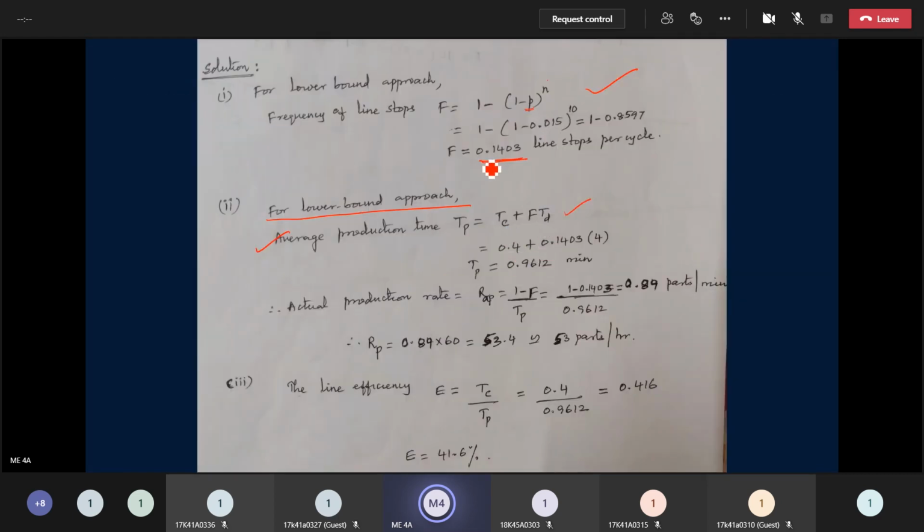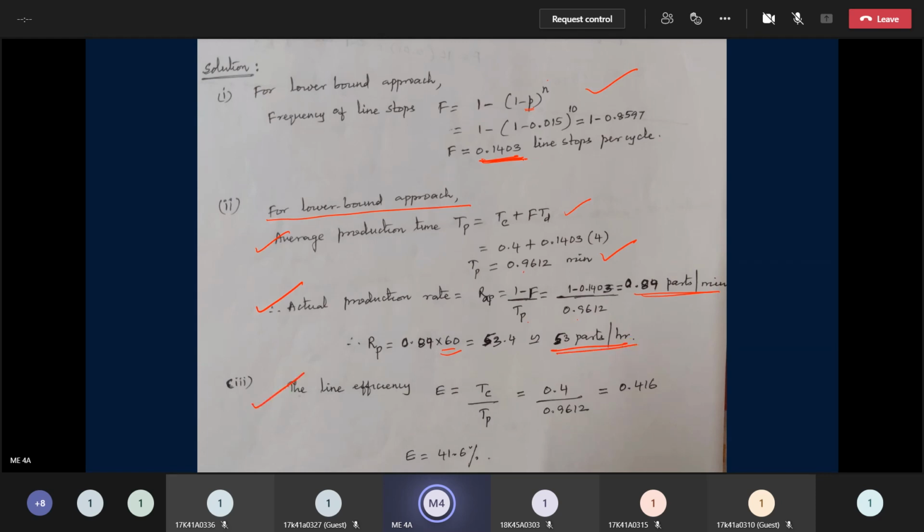0.4 plus the frequency you calculated here, and TD is given in the problem as 4 minutes. So TP, the actual production time, is 0.9612. Now, for the actual production rate in the lower bound approach, there is one formula, 1 minus F by TP. So 1 minus the frequency of the failure, which we have to remove. Only the actual working time you have to take. So 1 minus 0.1403 divided by TP, 0.9612, gives me 0.89 parts per minute. If I multiply with 60, I will get it in parts per hour.